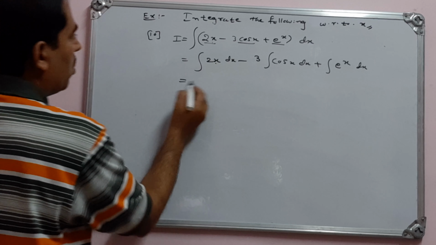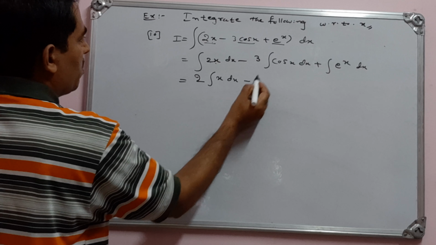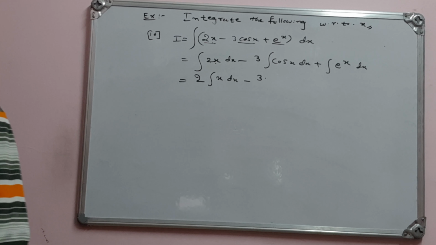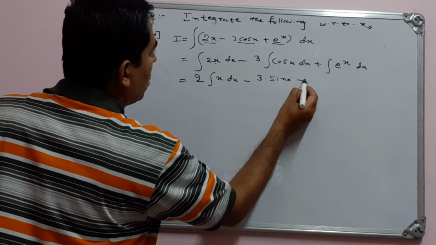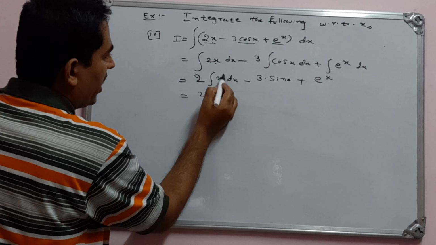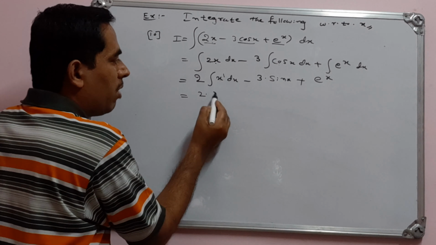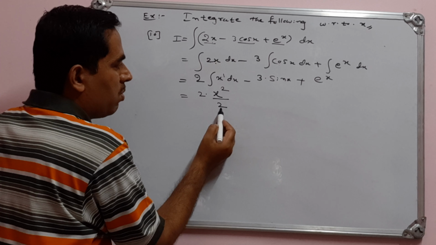We can write it directly also. Take 2 outside first. Integration of x, write it as it is, minus 3 as it is, integration of cos x is sin x. Then integration of e to the power of x is e to the power of x. Integration of x means x to the power of 1, so use the power rule: x to the power of n plus 1, which is 2, divided by n plus 1, that is 2.